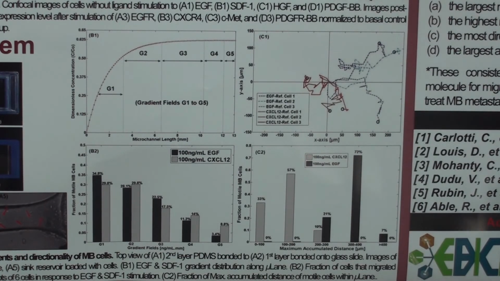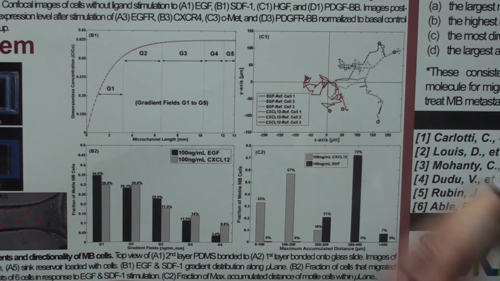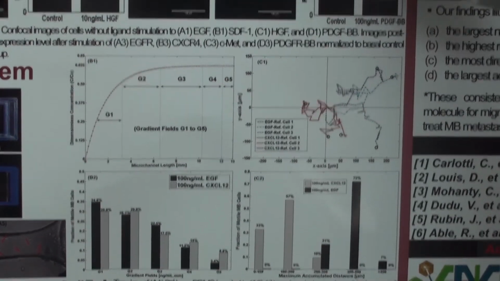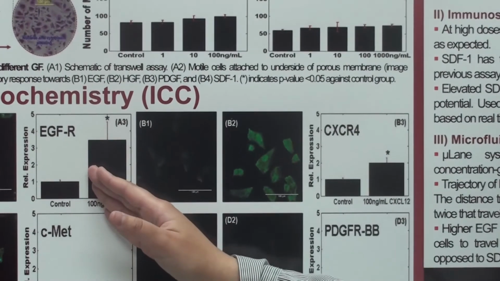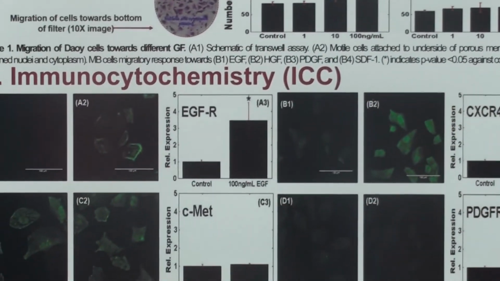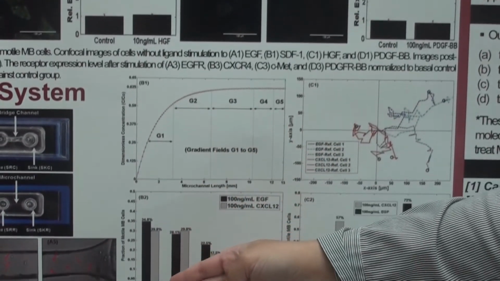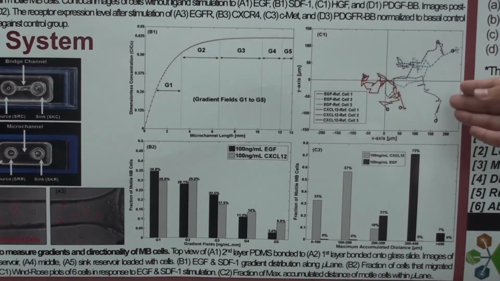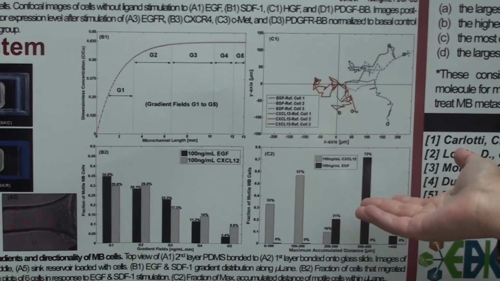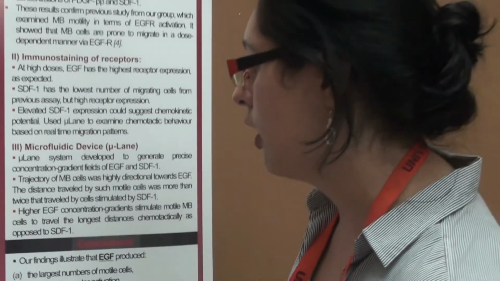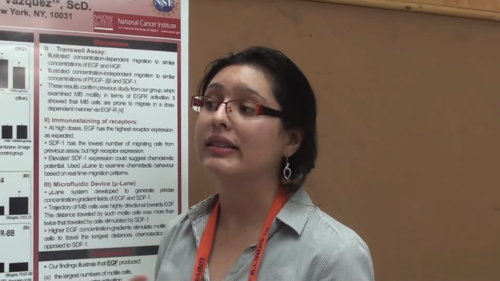From this work, we have concluded that EGF induces the largest number of cells to migrate, has the highest receptor activation, and makes cells move at higher gradients in a directional fashion. We believe that EGF should be looked at as a potential chemoprotective factor to treat medulloblastoma metastases.